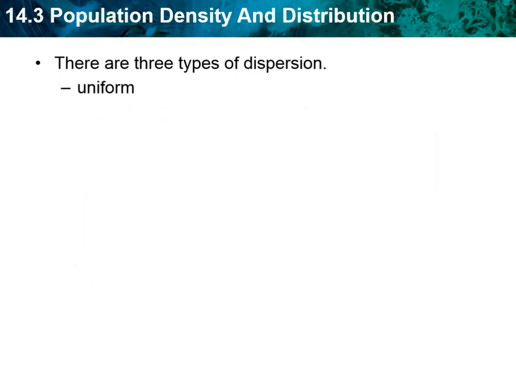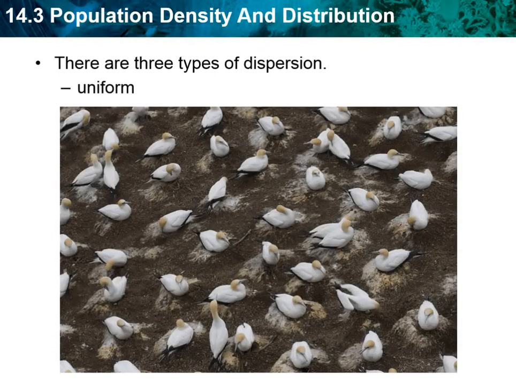Another example would be uniform. So it's going to be evenly distributed. Right here in this picture, you see birds that have built nests and they're evenly distributed. When they make nests like this, they have their little pecking ring. If anything is too close to them, they're going to keep pecking that bird until it moves a little bit further away.